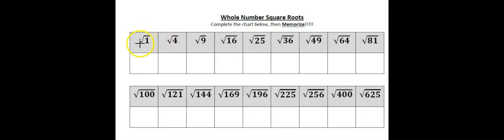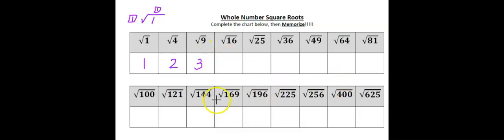Okay, so under this square root or radical symbol is 1. That means what number times itself is 1? I'm just going to put a little note up here again, what number times itself is 1? And the answer is 1. 1 times 1 is 1. And then what number times itself is 4? 2. What number times itself is 9? 3. So you're doing this division to find the one factor that is a square root of the number underneath.